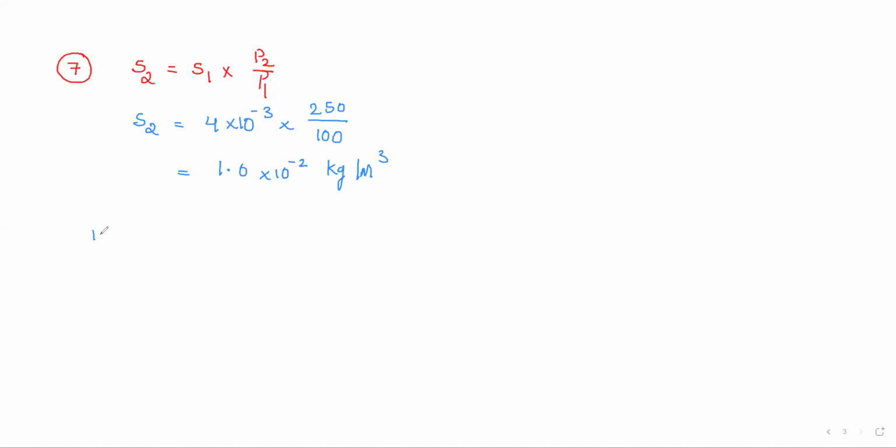Then you can calculate the weight of dissolved gas. Weight of dissolved gas equal to S2 into volume. S2 you already have, 1.0 into 10 power minus 2, into volume, which is also there in the data, 2.5 into 10 power minus 4. You can simplify. 2.5 into 10 power minus 6 is your answer.